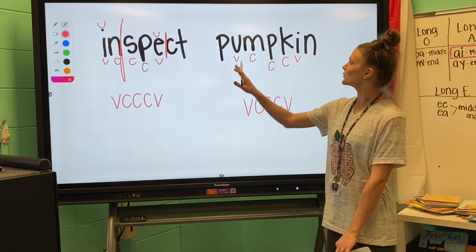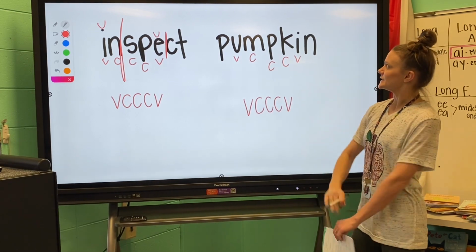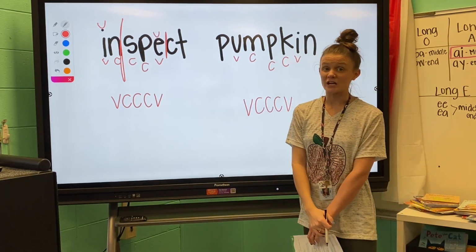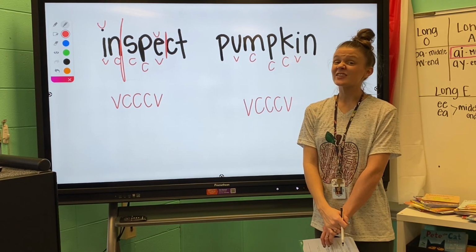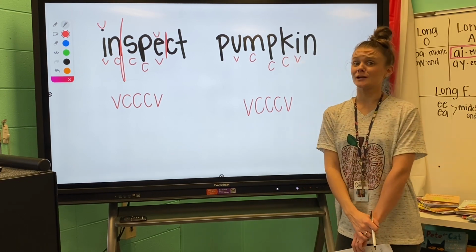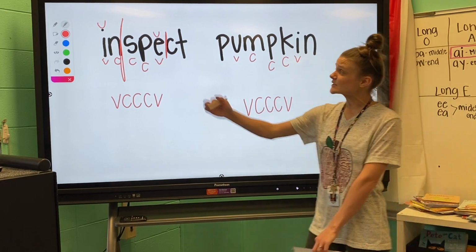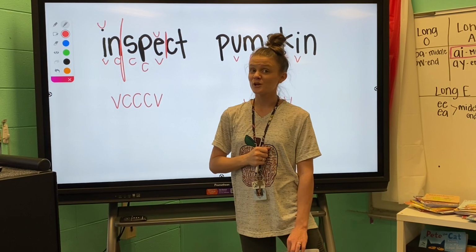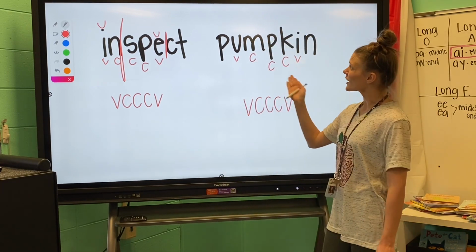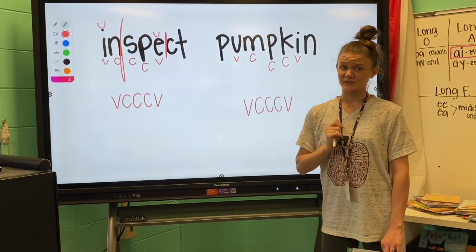So look in this word. Of our three consonants, do we have any blends or digraphs? No, we do not. So that makes it a little bit harder for us to know where our line goes. In this word, we had an obvious blend that we did not want to separate, so we knew where to put our line. But in this word, there is no obvious blend.